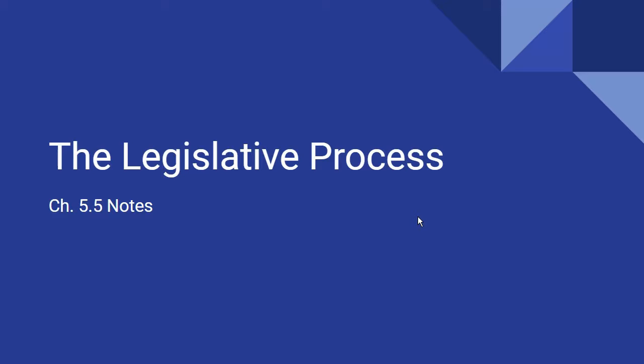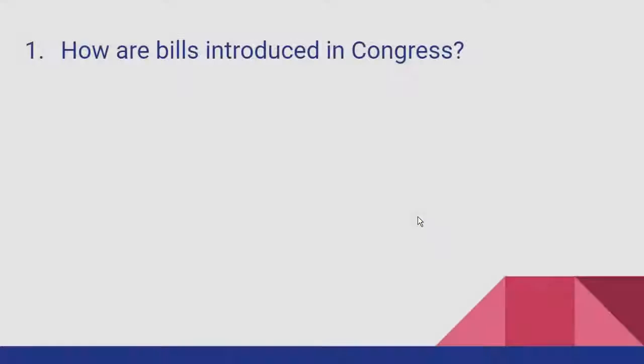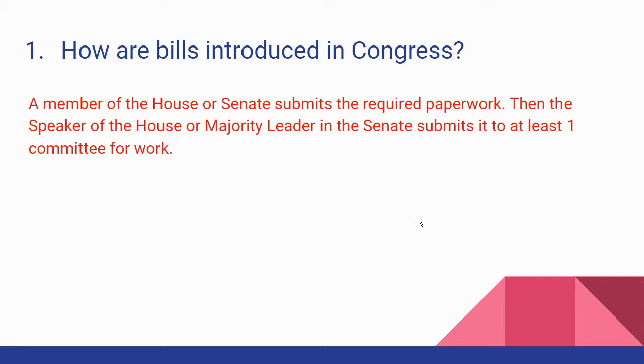All right, let's go ahead and begin looking at our first question. Number one, how are bills introduced in Congress? Well, you'll either have a member of the House or a senator who will submit the required paperwork. So they'll come up with the bill that they want to propose, and their staff will put it into legal form. I've seen some bills, but they'll put it in a form that fits with legal terms, and the member of the House or the Senate will then submit that to the clerk of the House or the Senate.